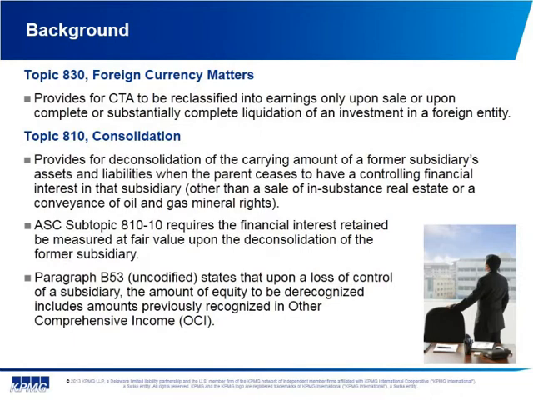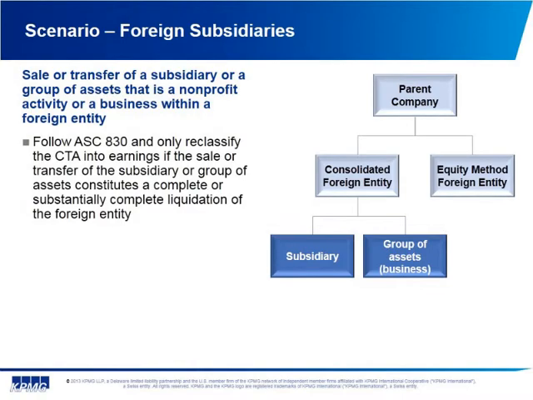Although ASC Topic 810 does not specifically address foreign operations, an uncodified paragraph in FAS 160 stated that upon loss of control of a subsidiary, the amount of equity to be derecognized includes the amount previously recognized in OCI, which many have interpreted to include the cumulative translation adjustment. Now let's take a look at an example.